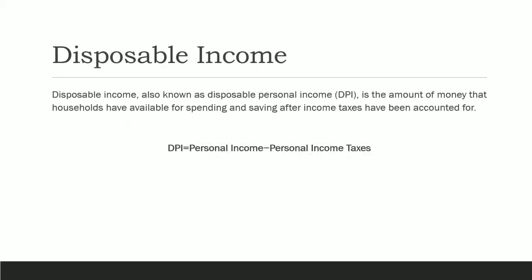Disposable income. Disposable income, also known as disposable personal income or DPI, is the amount of money that households have available for spending and saving after income tax has been accounted for. DPI is equal to personal income minus personal income tax.